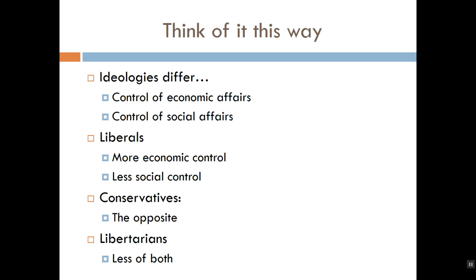Remember, they disagree on where the government should exercise control and how much control. Liberals want to see more economic control, but less social control. Conservatives are the opposite. They want to see less economic and more social control. The reason that they want to see more social control is that they recognize that social control is a valuable tool for maintaining order, and that society can become very dangerous or chaotic and disorderly if we don't have any form of social control whatsoever.